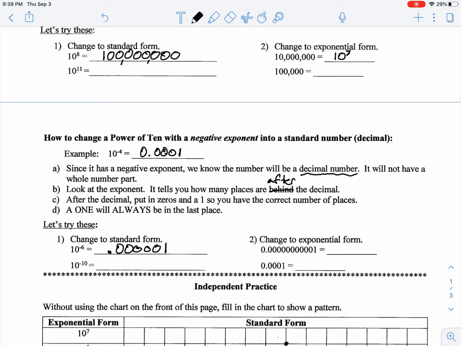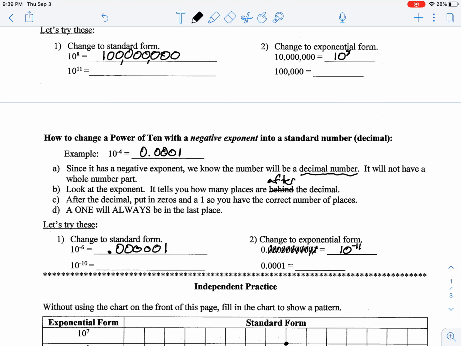But now we're going to change this number here into exponential form. We know we're going to have a 10, and we want to count how many decimal places are after that decimal. So we'll just start counting them up. We've got 1, 2, 3, 4, 5, 6, 7, 8, 9, 10, and 11. So this will be 10 to the negative 11th. Then I'm going to have you try this next one all by yourself as well.